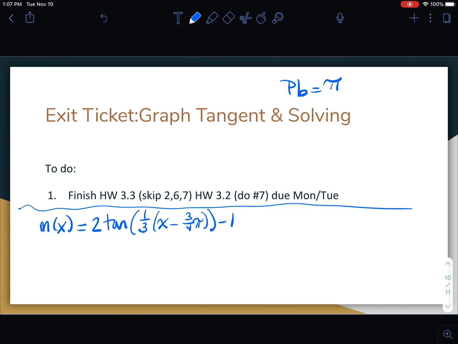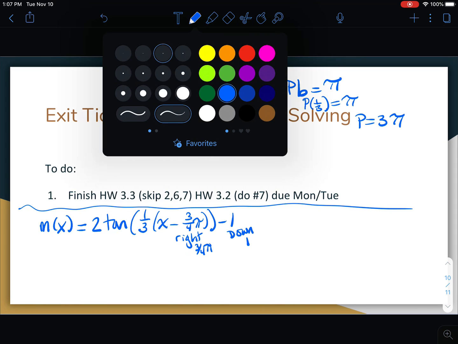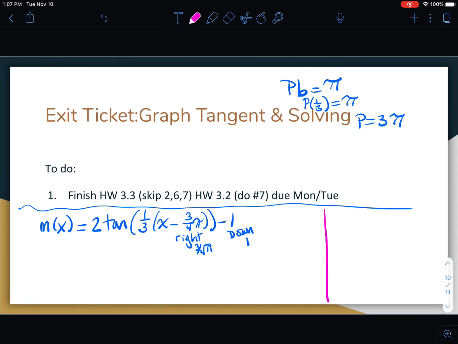So for this one, I'm going to start with my phase shift equals pi, and I know the B value is 1/3, which means the period is 3 pi. Okay, 3 pi. This also is going to go to the right 3/4 pi, and down 1. All right, we got a lot going on in this one. Let me change colors here to try to separate this a little bit.